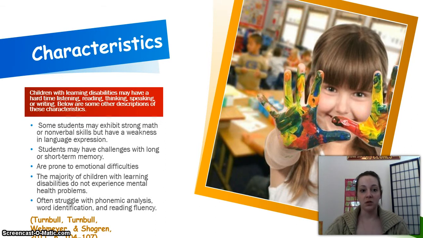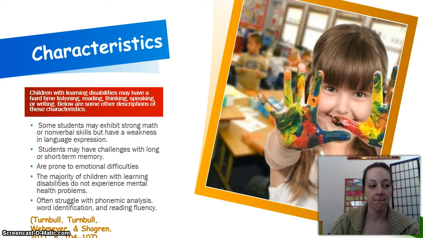A lot of these kids will have troubles with reading comprehension. Even though they are able to read, they can read an entire paragraph and have no idea what they just read about. So socially, these students, they can make lasting friendships and relationships with their peers just as those without a learning disability.